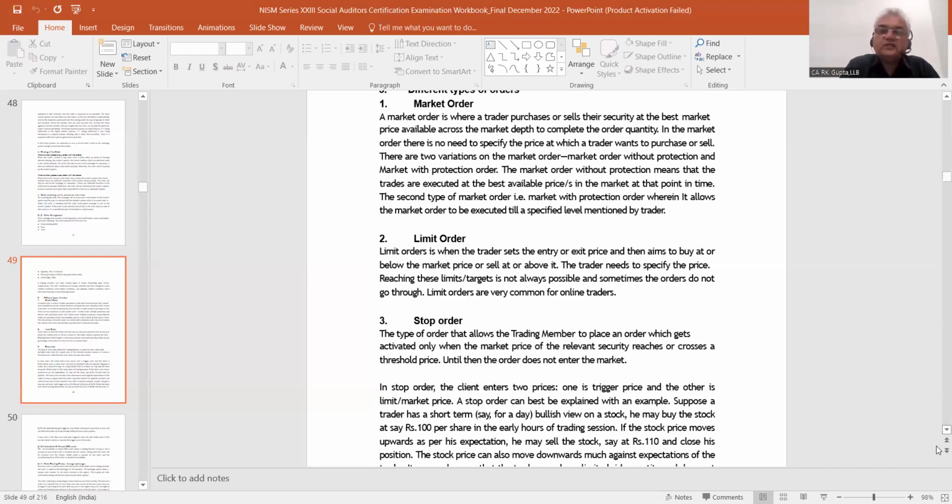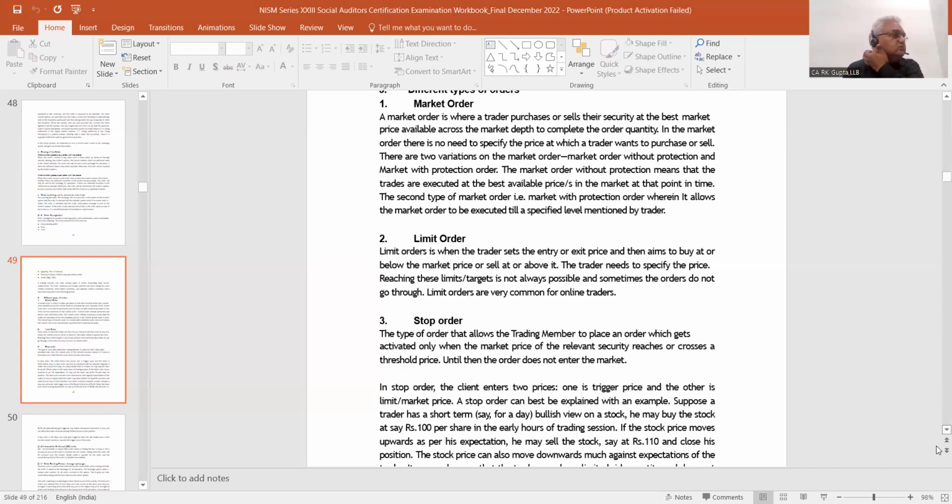Now, what could be the difference between market order without protection and stop order? In the market order, the instruction is basically to buy or sell immediately, but the only precaution is the price availability. But in case of stop order, the order is not activated immediately, but the order gets activated only when the security reaches or crosses a threshold price. So this is the basic difference between market order and stop order.